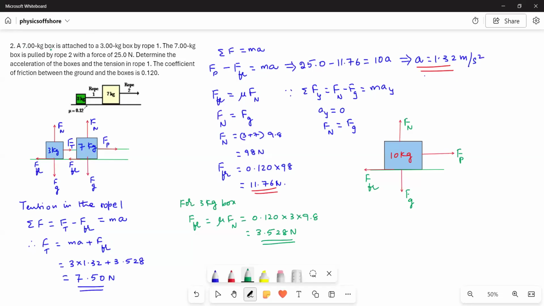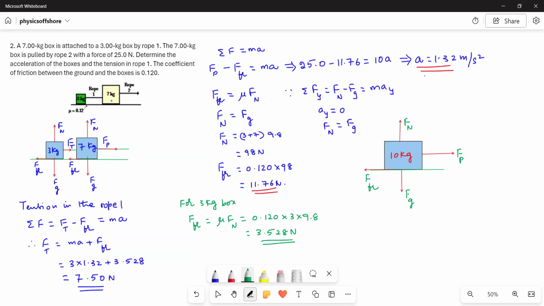A 7 kg box is attached to a 3 kg box by rope 1. The 7 kg box is pulled by rope 2 with a force of 25 newtons. Determine the acceleration of the boxes and the tension in rope 1. The coefficient of friction between the ground and the boxes is 0.120.